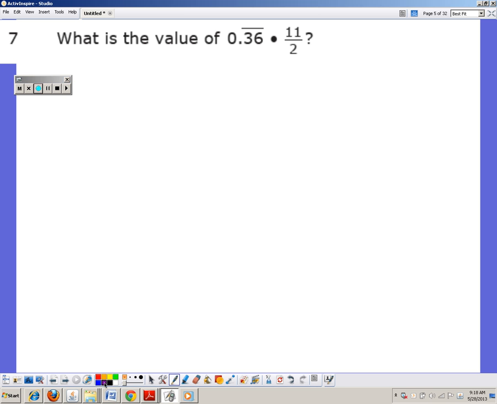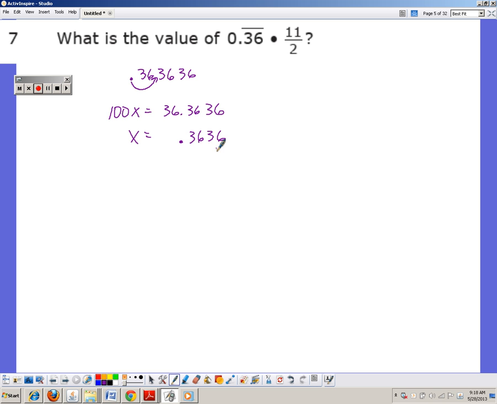So your first step is notice how many digits are being repeated. In this case, there are 2 digits being repeated, 3 and 6. Since there's 2 digits being repeated, you got to move the decimal 2 places over. If you move 2 places over, that means you're multiplying by 100. So you have 100x equals 36.3636.